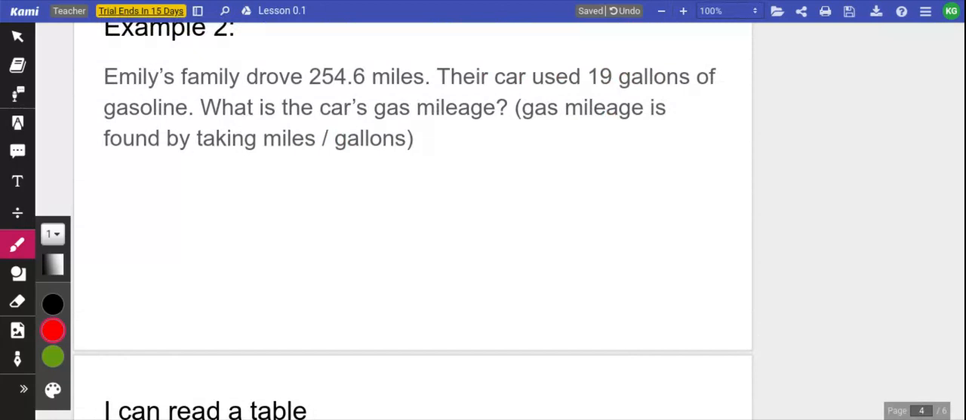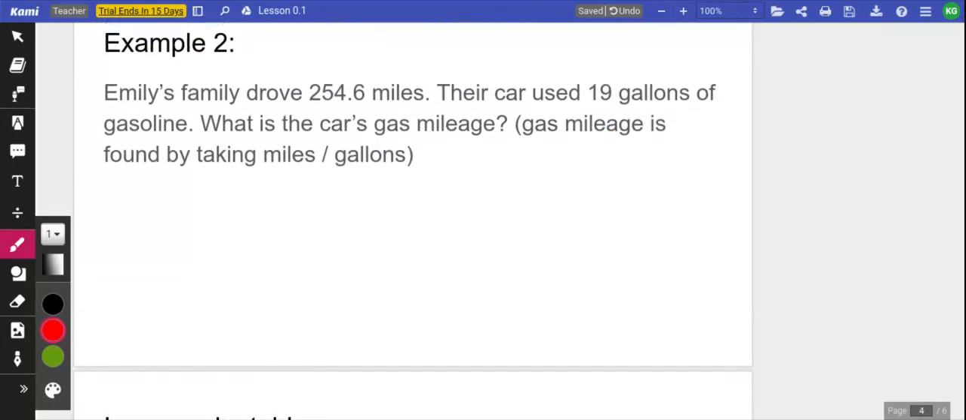Okay, number 2. Emily's family drove 254.6 miles. Their car used 19 gallons of gasoline. What is the car's gas mileage? It gives us the clue that gas mileage is found by taking miles divided by gallons. So this one's a pretty easy setup because they give us all of our information. Our miles are 254.6 divided by gallons, which is 19.